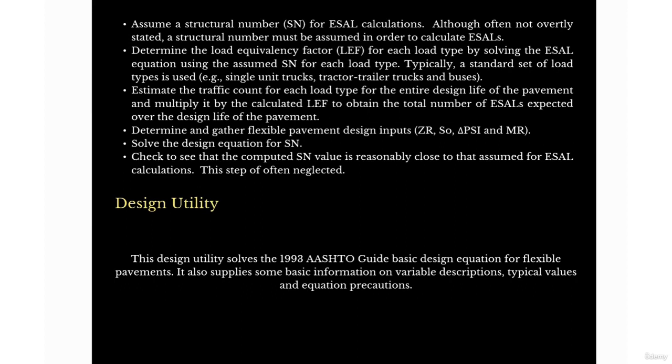Then what design utility do we get from this? So the design utility solves the 1993 AASHTO guideline basic design equations for flexible pavement. It also supplies some basic information on variable descriptions, typical values, equations, and precautions. So that is the utility in using this design method. So now let us move on to our second type of pavement.